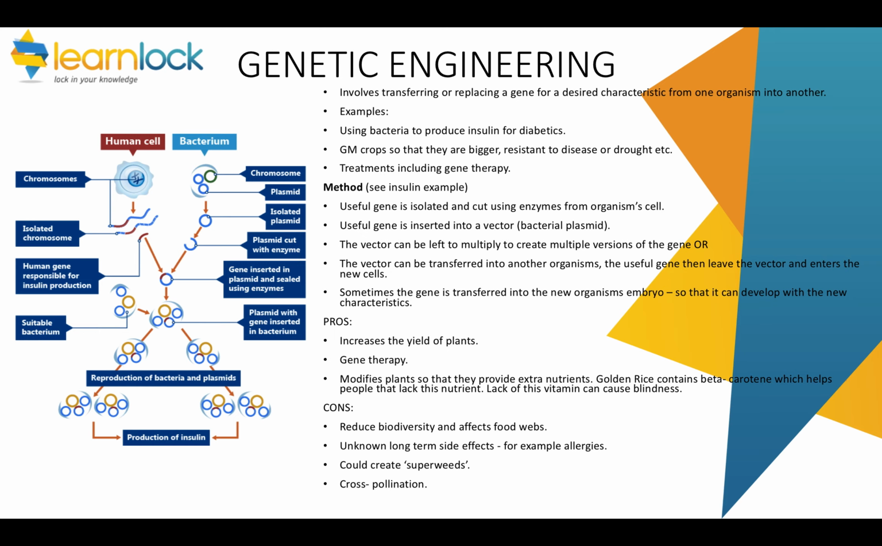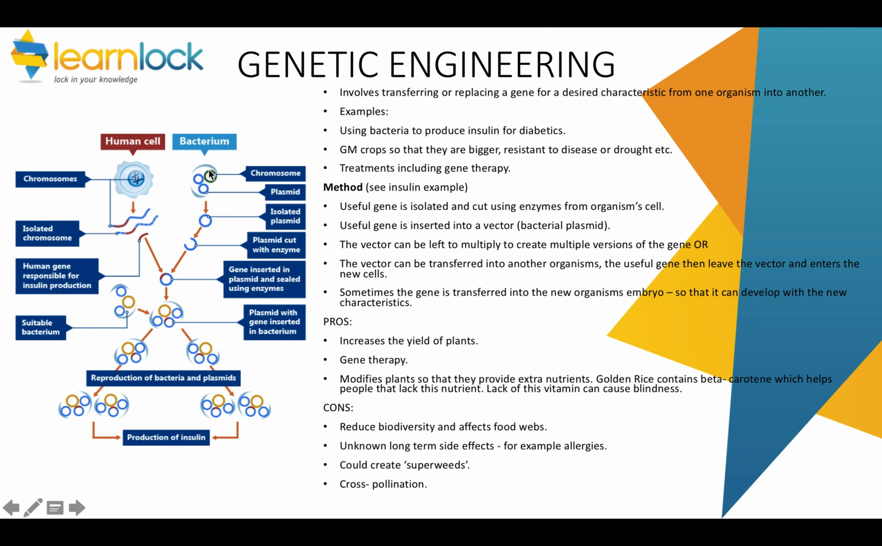Now, an example that's useful to know is how insulin is produced in genetic engineering. So let's just go through this diagram here. You have a human cell and you will take the gene out for the gene that codes for making insulin. So they would isolate the chromosome and then cut the gene out using enzymes, and that gene codes for making insulin. You will then insert that gene into a vector. Now, a vector is something that's going to carry that gene. Bacteria are very good at being vectors because they multiply so quickly.